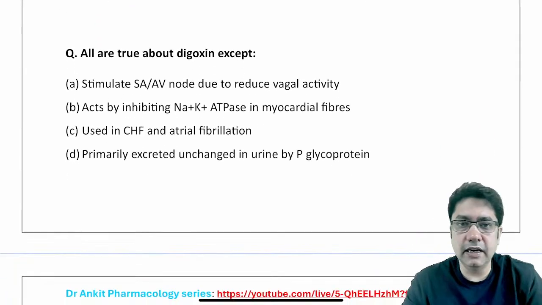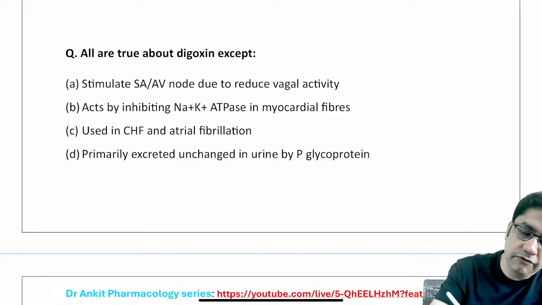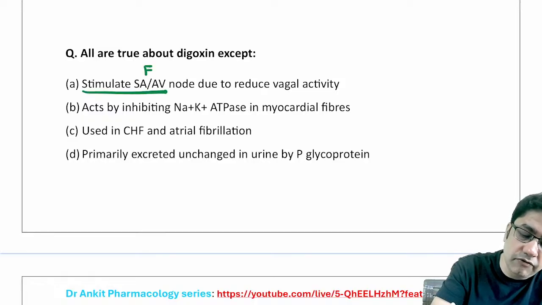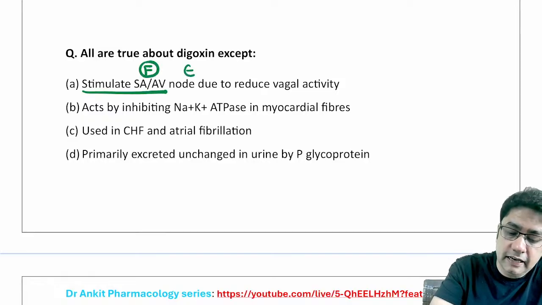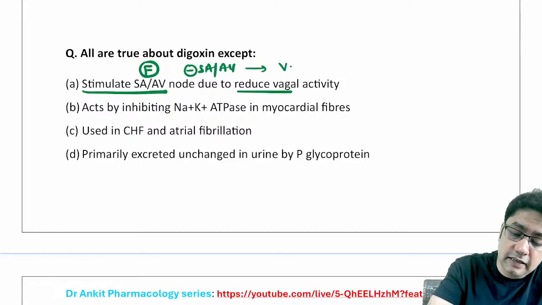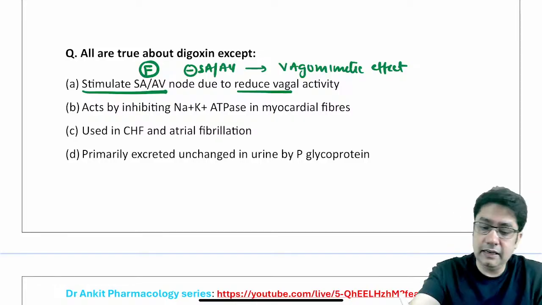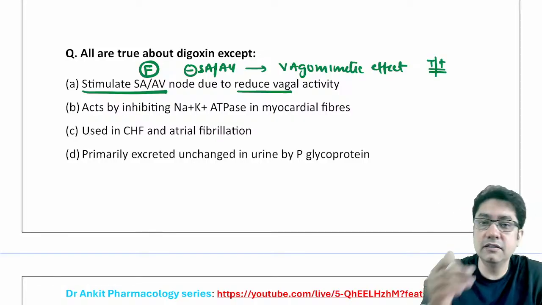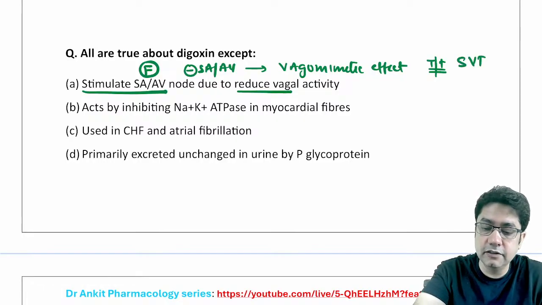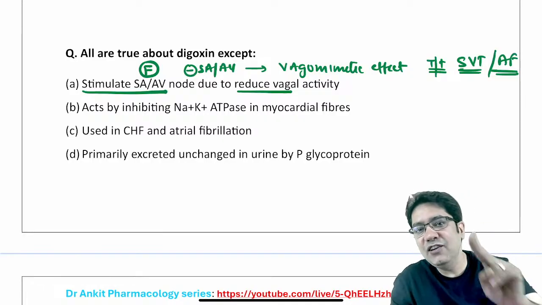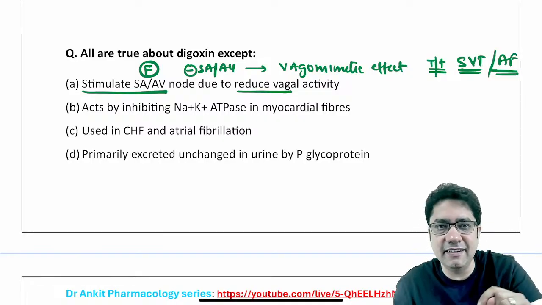So all are true about digoxin except. Remember, the first statement is digoxin stimulates SA node and AV node. Now this is a false statement. Digoxin inhibits SA node and AV node of the heart. Why? Because digoxin has a vagomimetic effect. That is why digoxin, apart from its use in chronic heart failure, is also given in the treatment of supraventricular tachycardia. So another use of digoxin is supraventricular tachycardia.